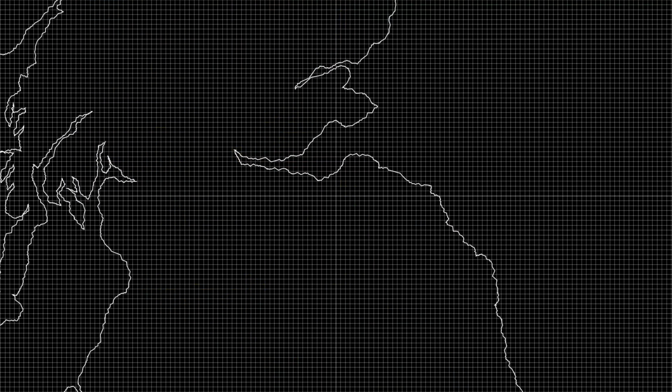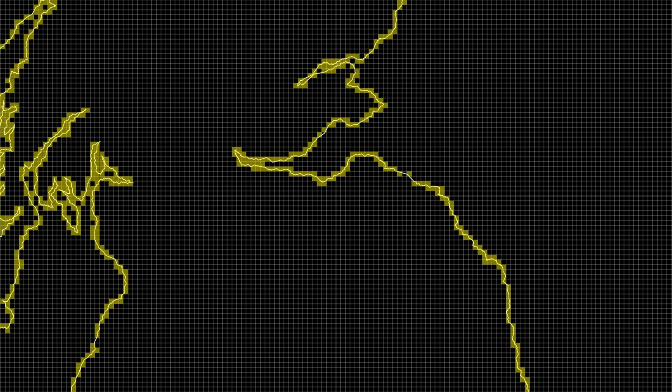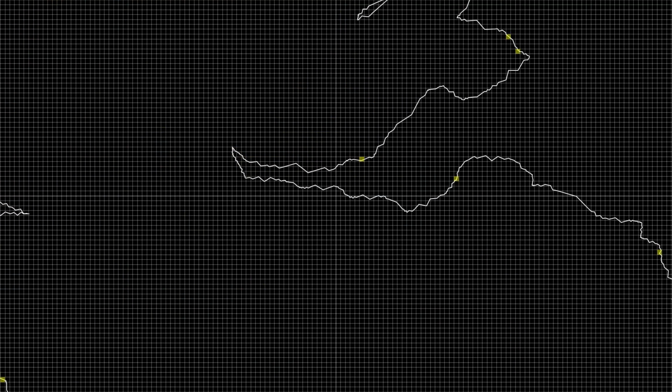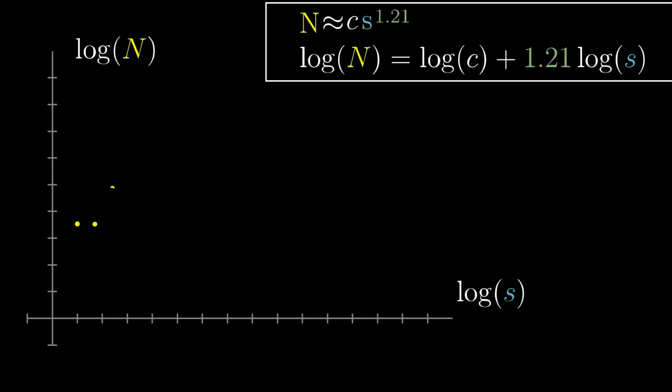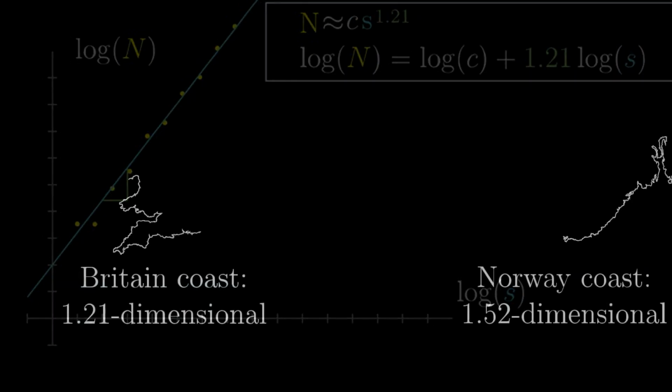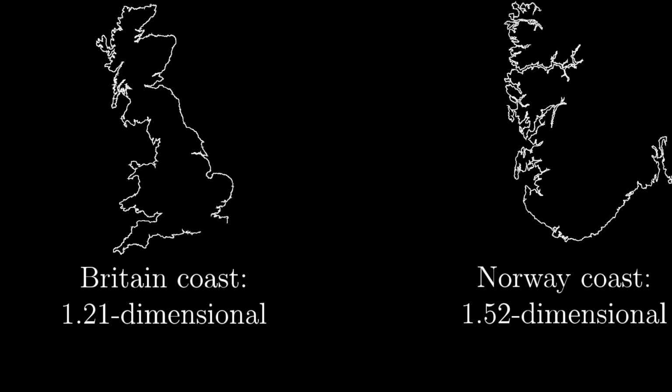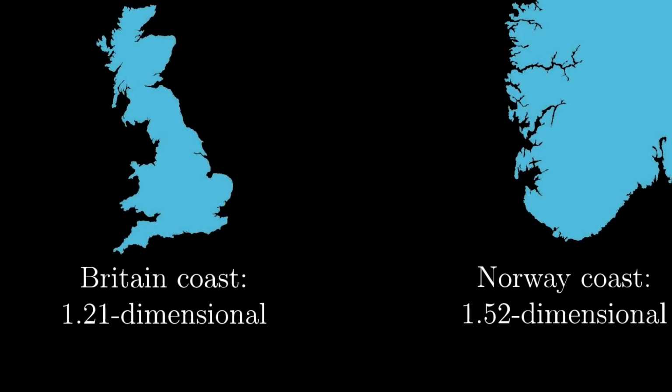What we find is the number of boxes touched by the coastline is roughly equal to a constant multiplied by the scaling factor to the power of 1.21, which is the fractal dimension of the British coastline. A curve is said to be fractal if this relationship holds for any scale. In the case of the British coastline, this has been shown to be the case where the fractal dimension is equal to 1.21. A rougher coastline, like Norway, has a fractal dimension equal to 1.52.